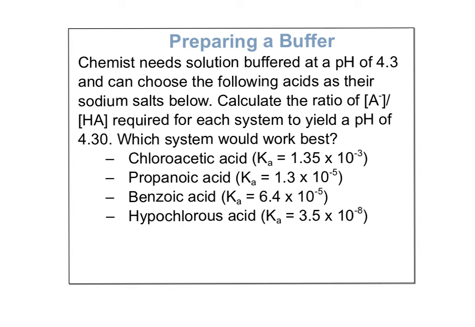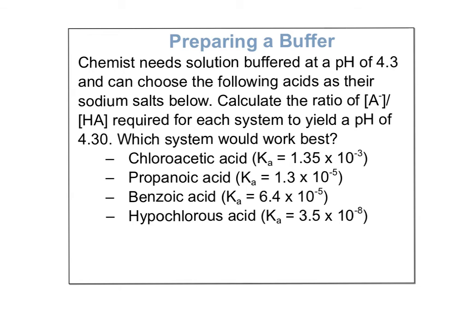Okay, the third type of problem is preparing buffers. A lot of times they will give you choices like this. They're telling us that we want the pH of the buffer to be 4.3, and here are the options. It will be these acids with their sodium salts, because we ignore sodium. Instead of chloroacetic acid, we would have the chloroacetate salt, okay? With it, because we know we need the acid and its conjugate, or the weak acid and its conjugate. So it says calculate the ratio of the base over the acid required for each system to give us the pH and what would work best.